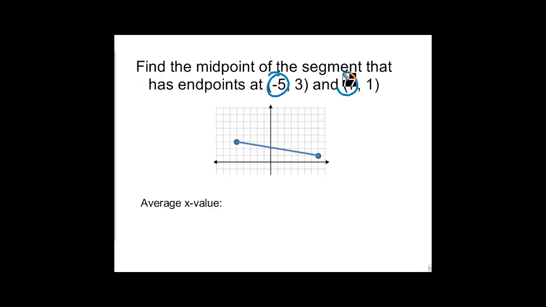The x values here are -5 and +7. If we were going to average them out, we take -5 plus 7 and divide it by 2. If you're 5 in the hole, but then you gain 7, you're now 2 out of the hole, and 2 divided by 2 is 1.